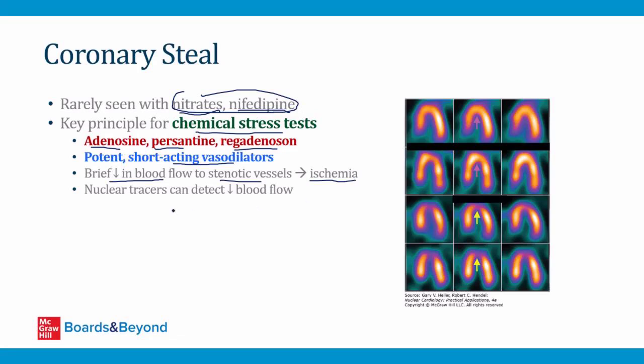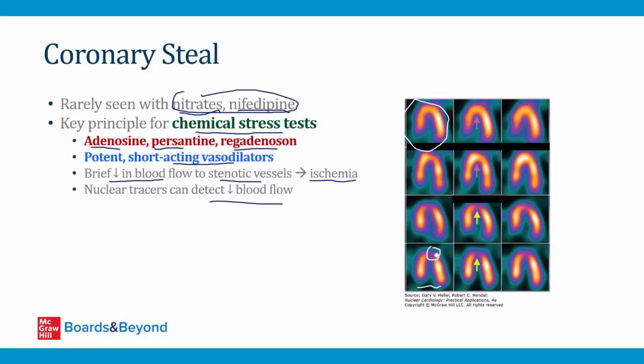And then we inject a nuclear tracer, and it detects the decrease in blood flow. So if you look at this drawing on the screen here, this is a depiction of the left ventricle in a nuclear stress test. So if you look up at the top here, this is what a normal left ventricle looks like in cross-section. It's all orange, meaning it's all receiving blood flow that can be detected by looking for the nuclear tracer in the bloodstream. But if you look down here at the bottom, you can see that there's this dark purple segment right here. That's an area receiving less nuclear tracer and less blood flow because of coronary steal.